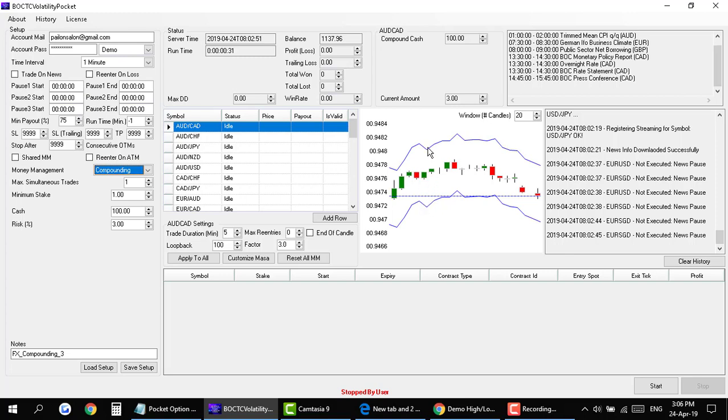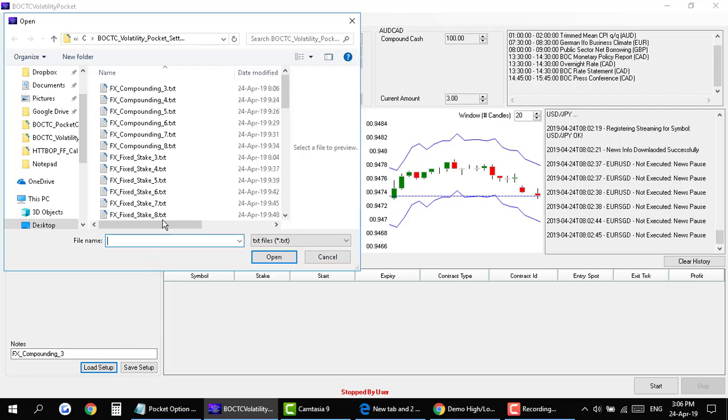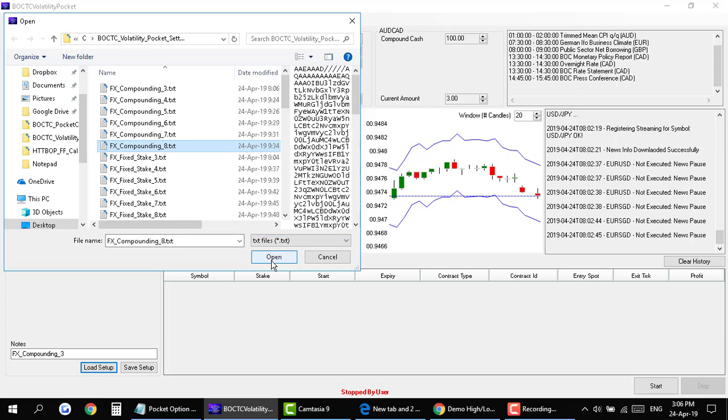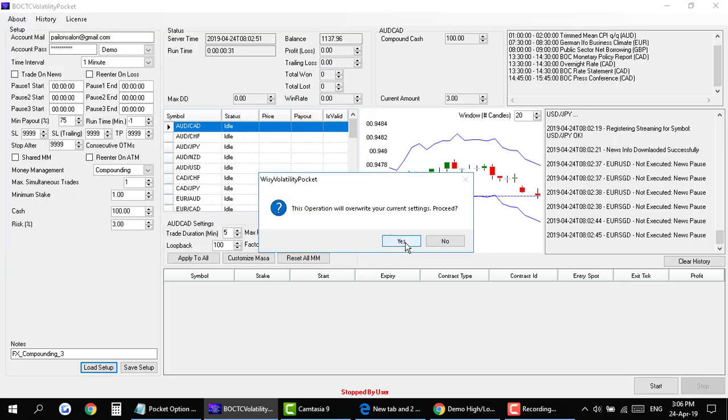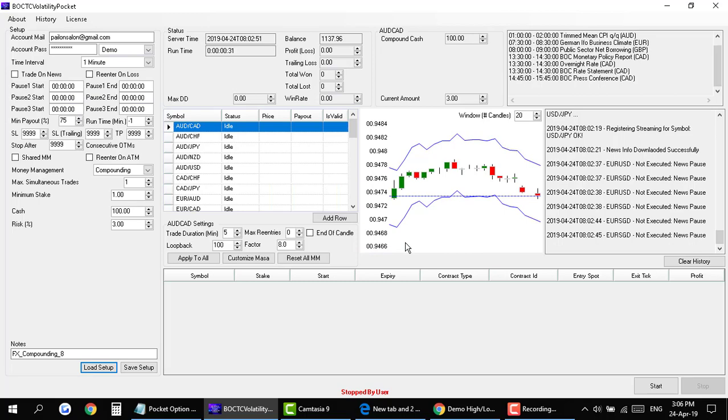When some volatility enters the market and the candle touches one of the volatility lines, it then enters a trade in the opposite direction. It enters the trade so long as the payout is a minimum of 75% as we set in our minimum payout and it is not on a news pause. Our factor is 3 in this setup and you can see how narrow the volatility lines are.